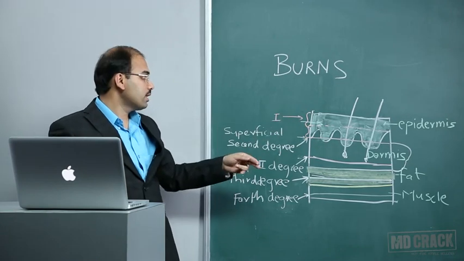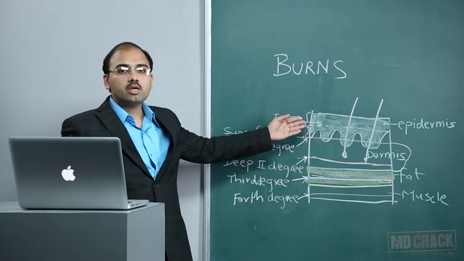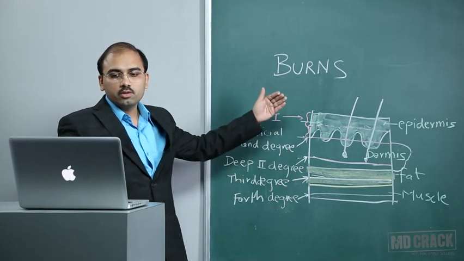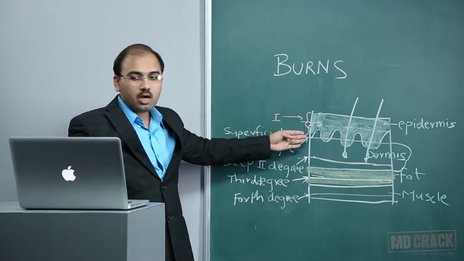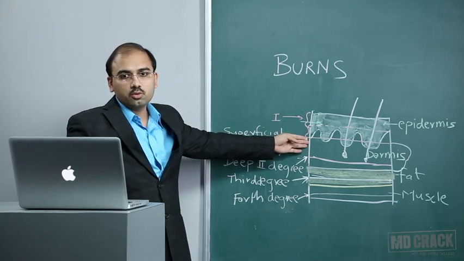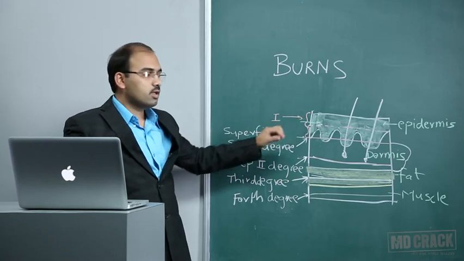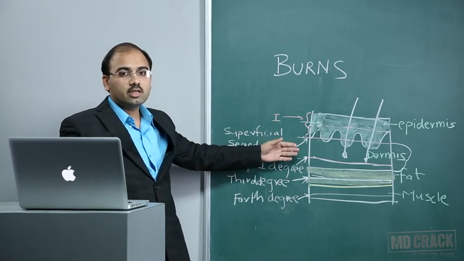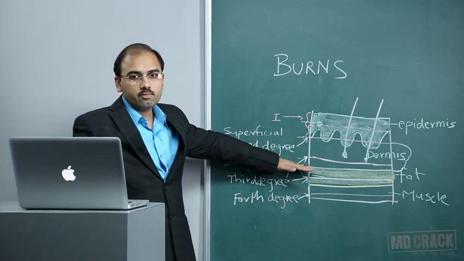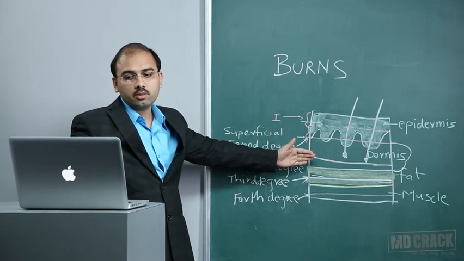Next we have got second degree. Next to the first degree starts second degree. So second degree burns are divided into superficial and deep burns. So superficial second degree burns are epidermis and superficial part of dermis. So these are called as superficial second degree burns. Next we have got deep second degree burns, in which the burn extends in the dermis. So this is how it goes on, increasing with the depth.